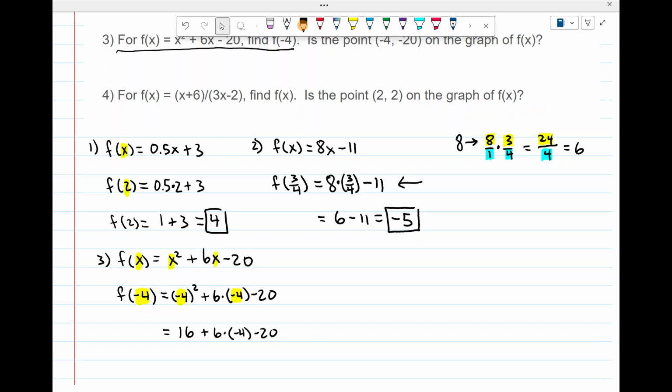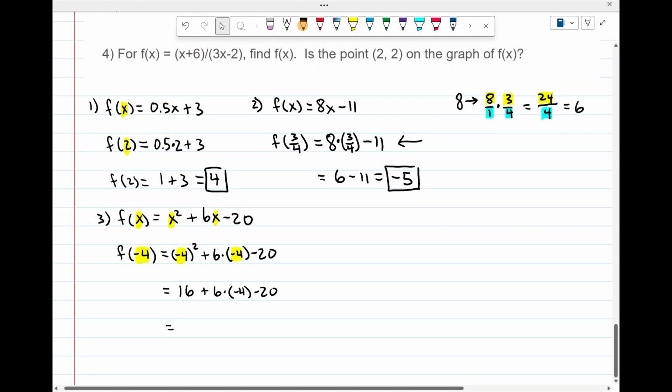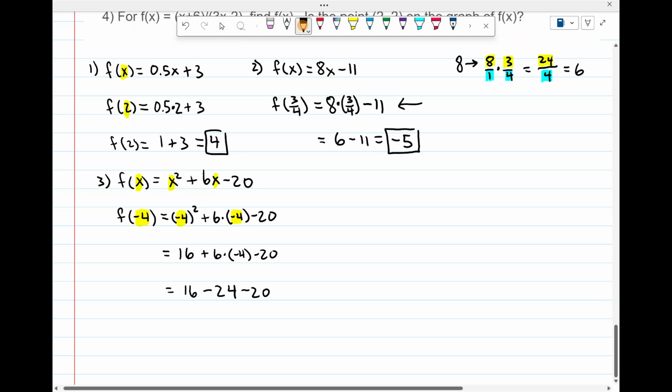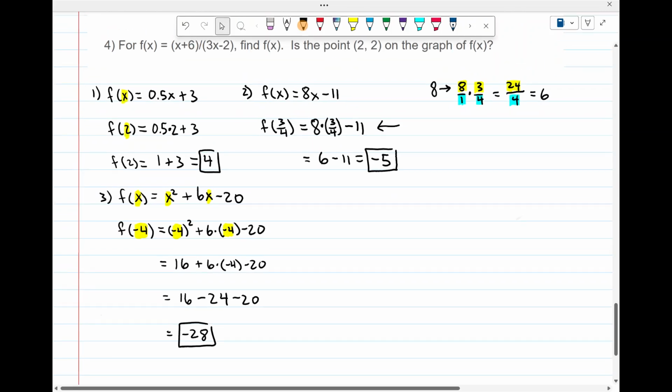Next, I do multiplication. And 6 times negative 4 is negative 24. So I actually change that to a minus 24, minus 20. And then I can just do 16 minus 24 minus 20. I'll just do that from left to right. 16 minus 24 is negative 8, minus 20 is negative 28. And so that is my final answer.